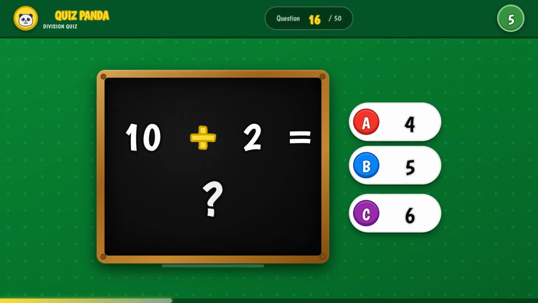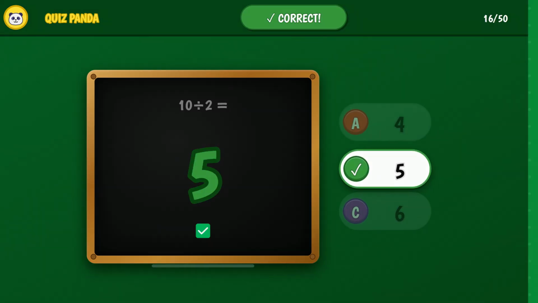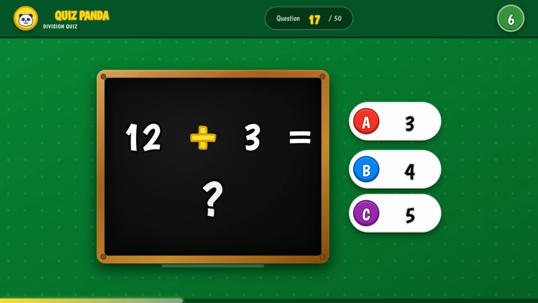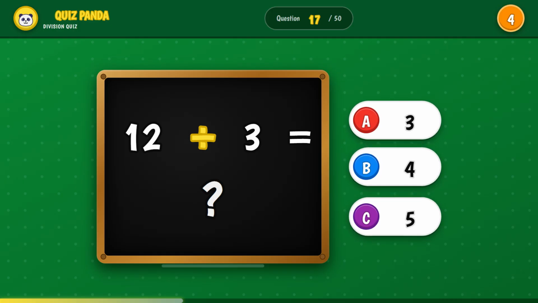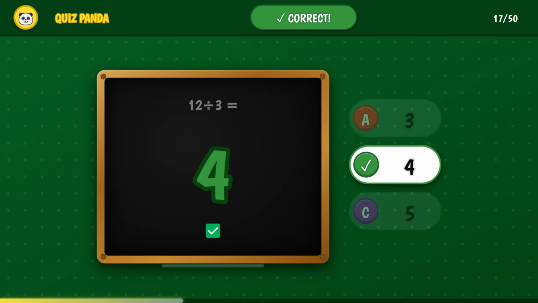Question 16. What is 10 divided by 2? The correct answer is B, 5. Halfway there. Number 17. 12 divided by 3 equals? The correct answer is B, 4.